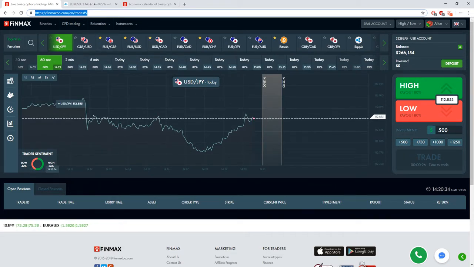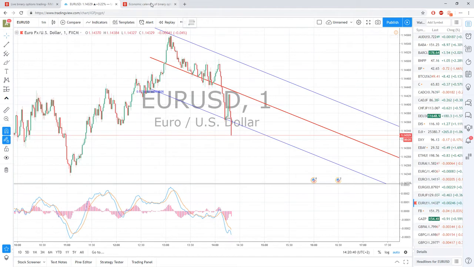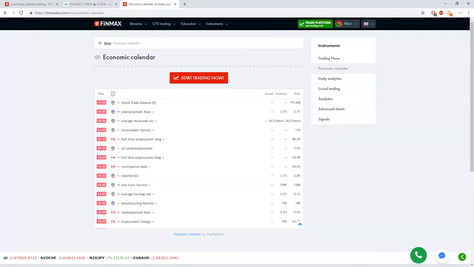So, binary platform, TradingView website, and the economic calendar. You may use other calendars offered on any other independent source, or of course the one that is offered on the Finmax platform.